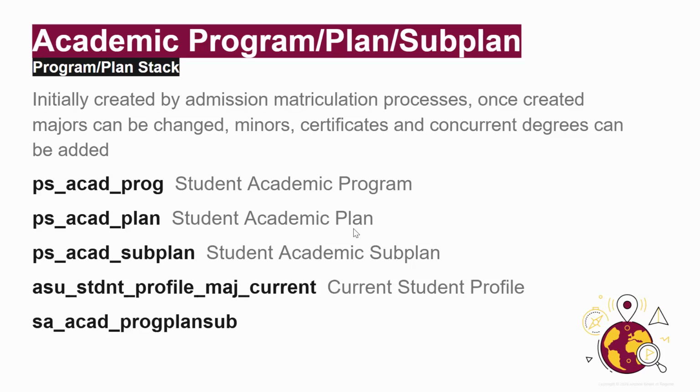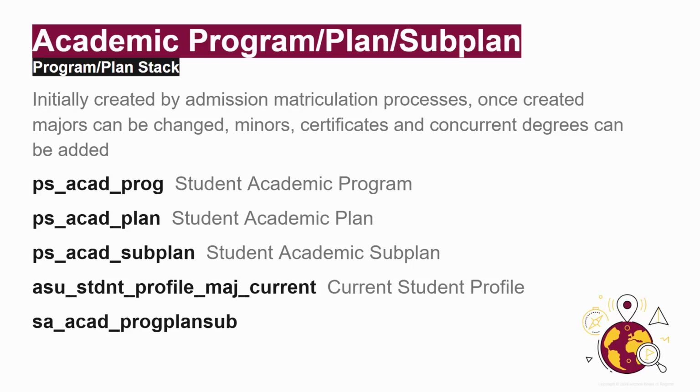Okay, so we create the program plan stack that includes the subplans, if there are any. And once that record exists, we call the student active as long as they haven't been inactivated yet. So while before they exist in the program plan stack, they're not an active student. Once they exist in the program plan stack, the status of the record tells you if they're active or not. Once they exist there, their major can be changed. We can add minor certificates, concurrent degrees, all of those things can be added to those stacks.